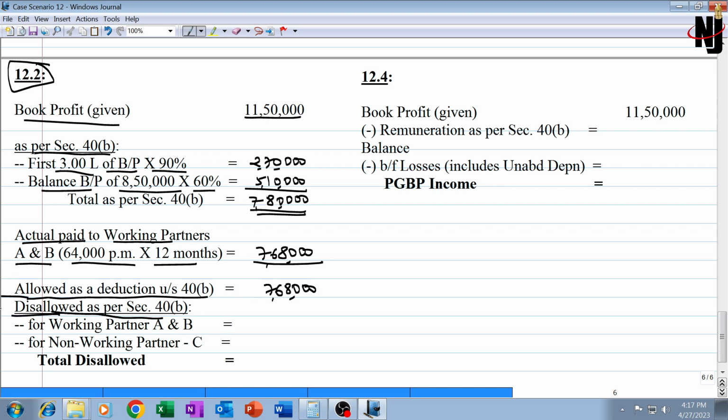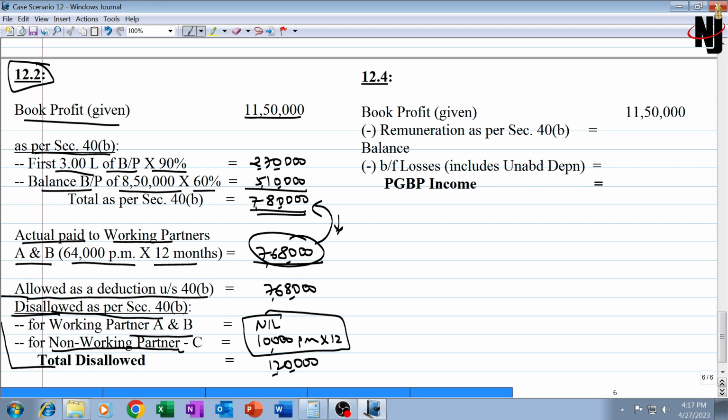The amount disallowed, which is asked in the question, will be nothing in case of partner A and B, because whatever is paid to them is fully allowed. It is lower than 7,80,000. But as far as whatever is paid to non-working partner C, 10,000 per month into 12 months is equal to 1,20,000, will be disallowed. The total disallowed amount will be nil plus 1,20,000, that is 1,20,000.